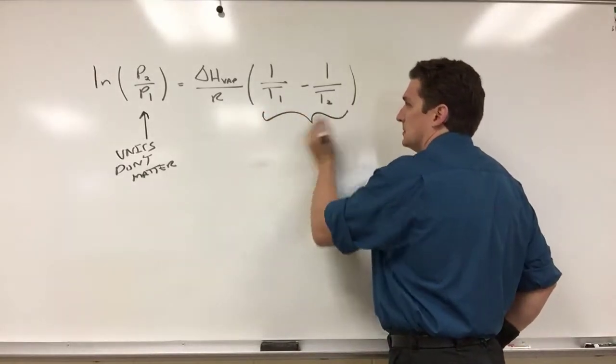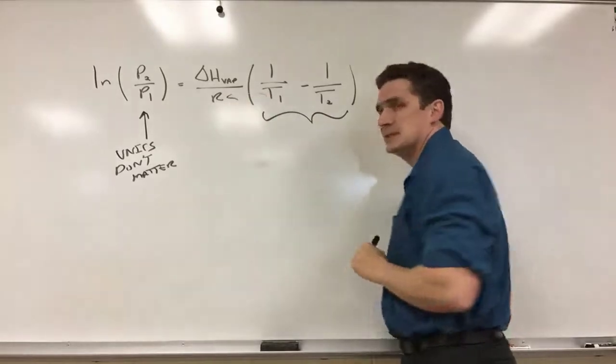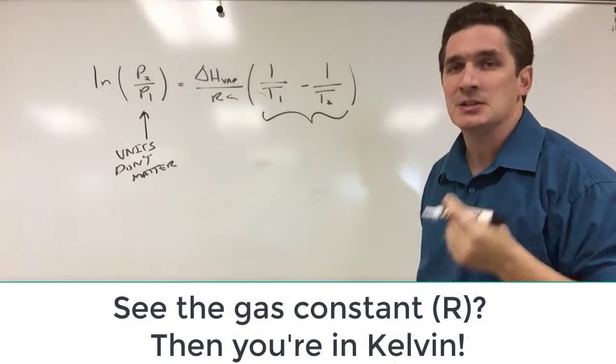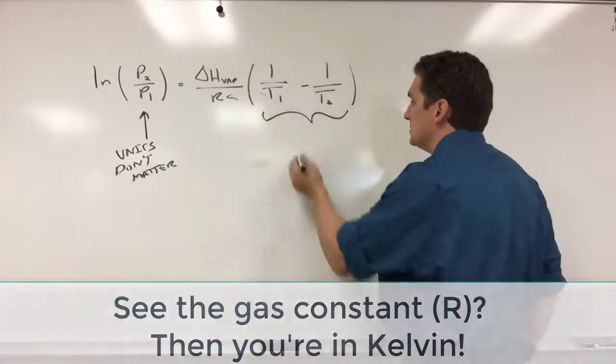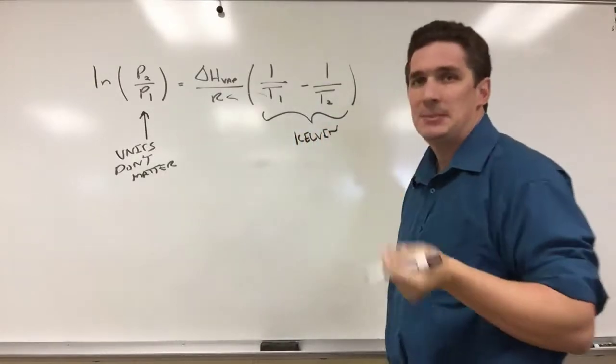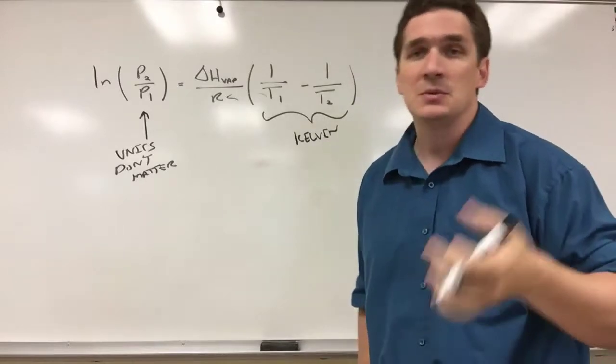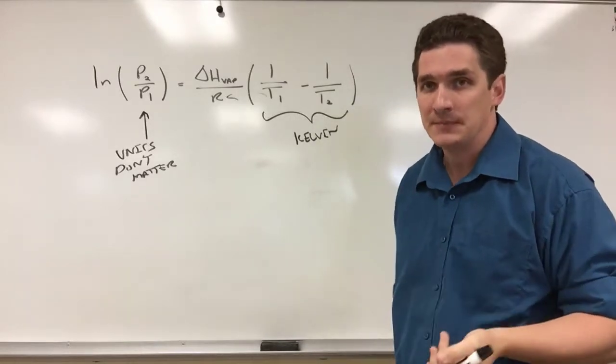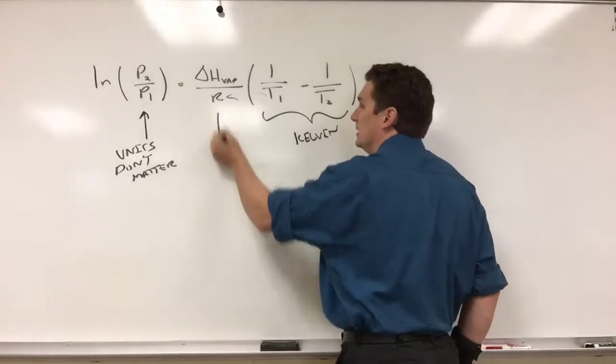Temperatures. Automatically, you should know that this is in Kelvin, because once you see the ideal gas constant, you are automatically working in units of temperature, and temperatures are automatically in units of Kelvin. So temperature here has to be converted to Kelvin, and this is one of the most common mistakes I see when people work with this. Now, how about R?